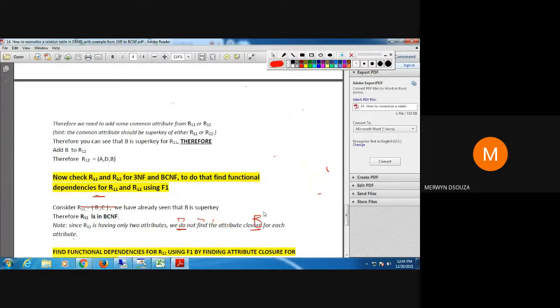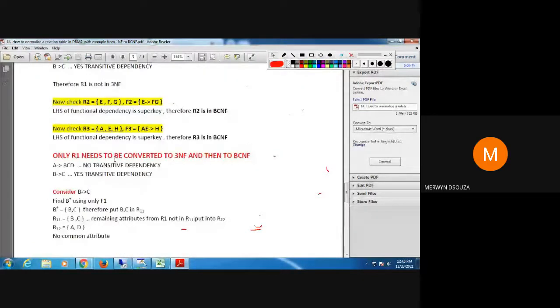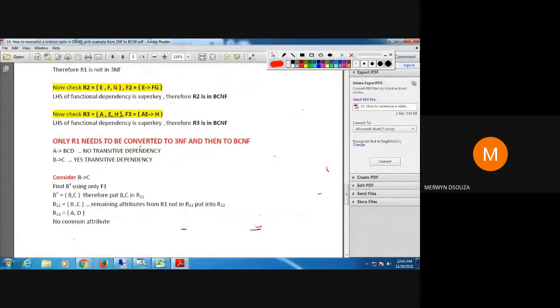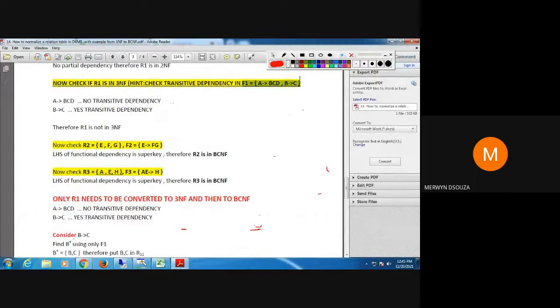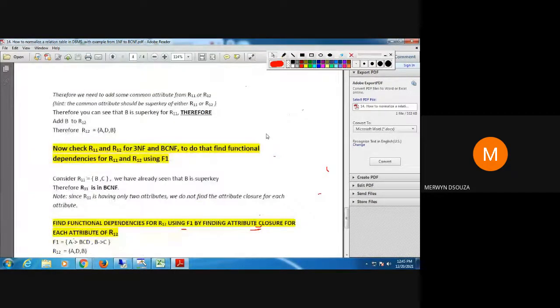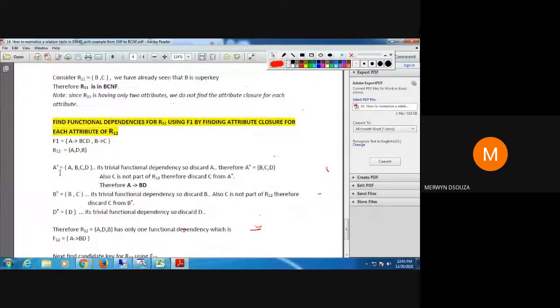R12 has three attributes: A, D, and B. Find the attribute closures for each one of A, D, and B. Check if any combinations are there in F1. This is the F1. There is no combination. These are all single attributes on the left hand side. So we're just going to find it for A, D, and B.